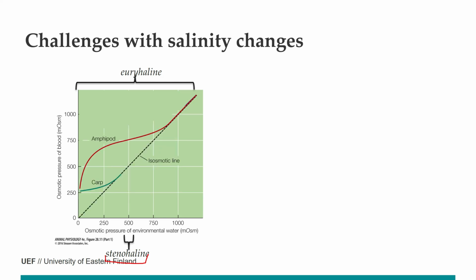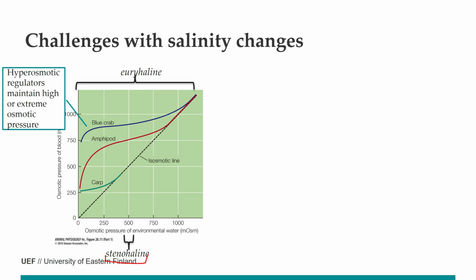And then we have hyperosmotic regulators. When we have low environmental osmotic pressure, they try to maintain the osmotic pressure in their body. We can see that in carp, for example, a teleost fish, it increases step by step when having it in more and more seawater, but it keeps it at 220 to 300 or whatever. But then we have this extreme osmotic pressure that, for example, the blue crab keeps, even when being in almost completely fresh water.